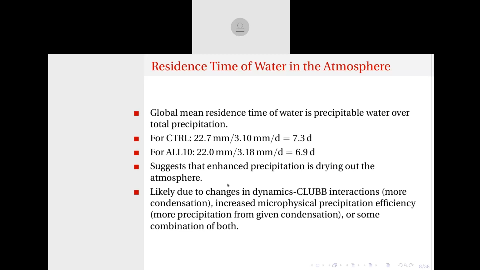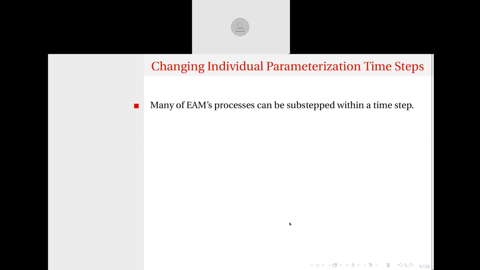And this is likely due to changes in one of two things. Either the interaction between dynamics and CLUBB, which I'll talk about later, but basically is responsible for condensation. These changes are causing more condensation in the model. Or condensation is being more efficiently converted to precipitation by microphysics, or both.